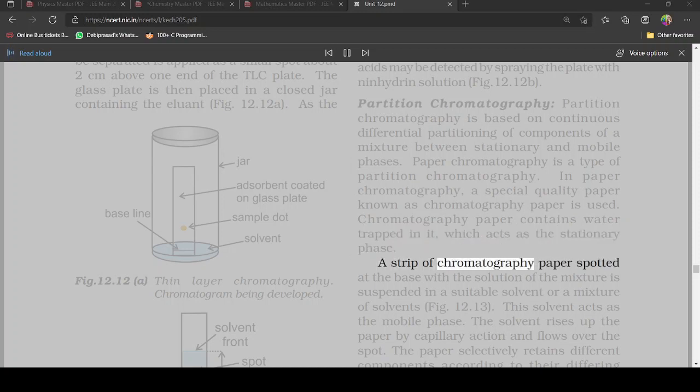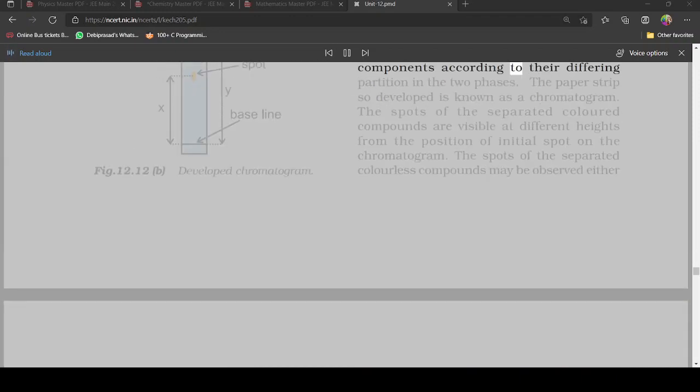A strip of chromatography paper spotted at the base with the solution of the mixture is suspended in a suitable solvent or a mixture of solvents, Fig. 12.13. This solvent acts as the mobile phase. The solvent rises up the paper by capillary action and flows over the spot. The paper selectively retains different components according to their differing partition in the two phases. The paper strip so developed is known as a chromatogram.